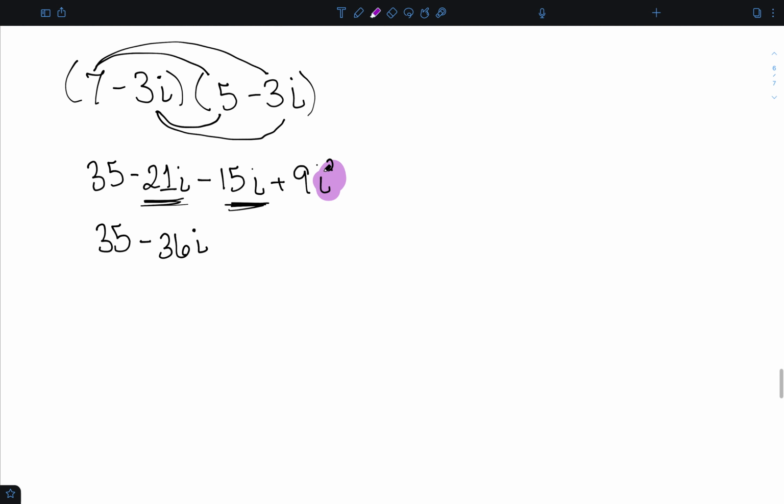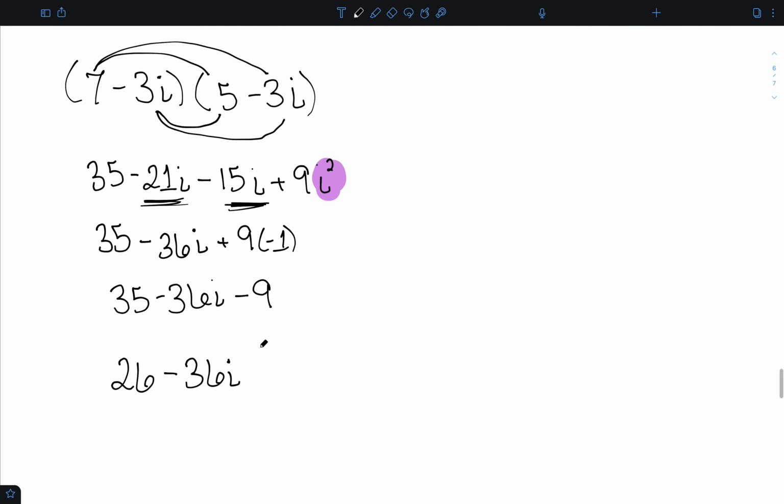And then I can remember that i squared is equal to -1. So this is plus 9 times -1, or 35 minus 36i minus 9. I can combine like terms. 35 minus 9 is 26, so I have 26 minus 36i.